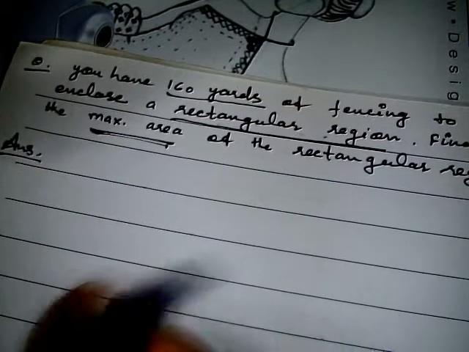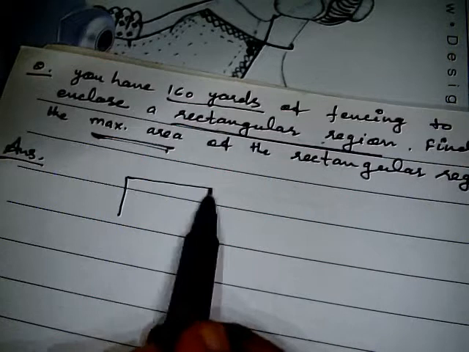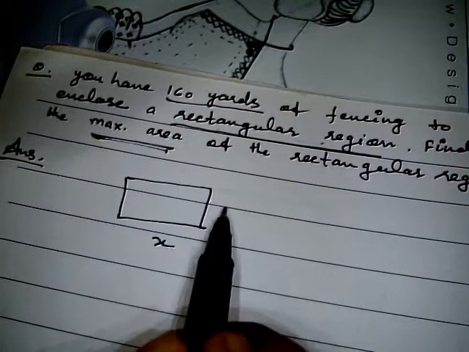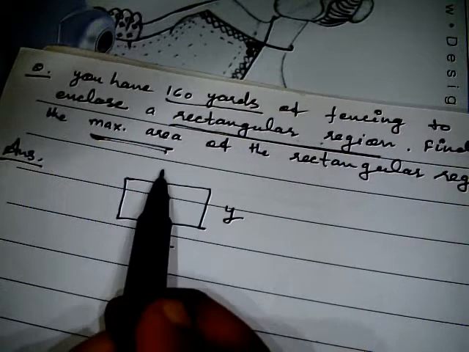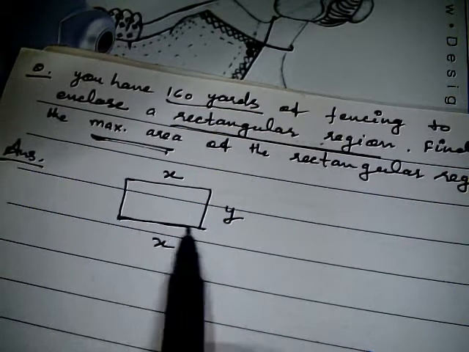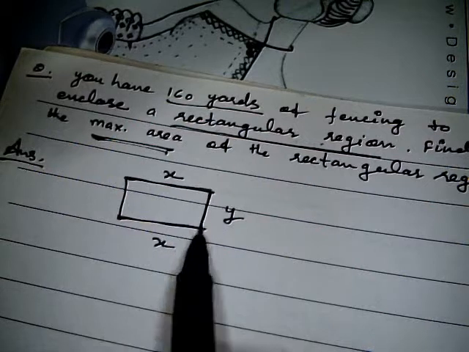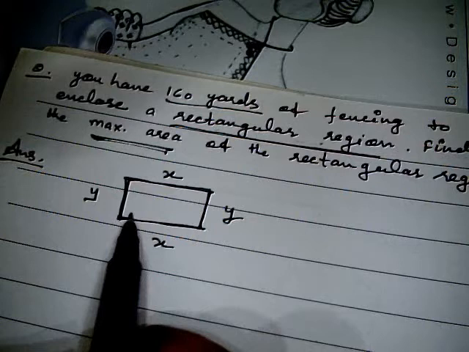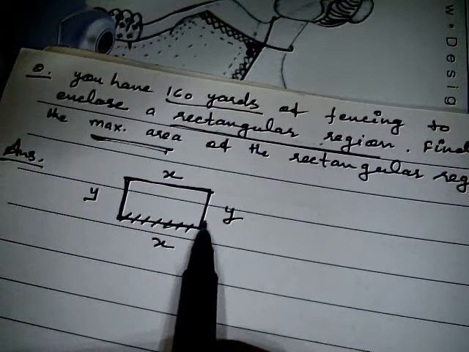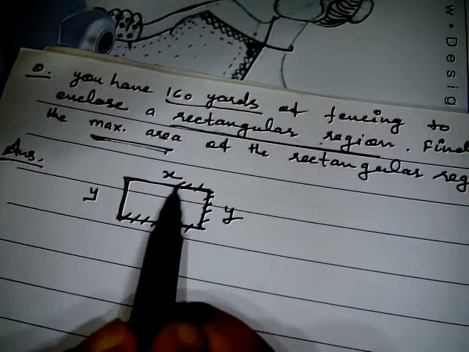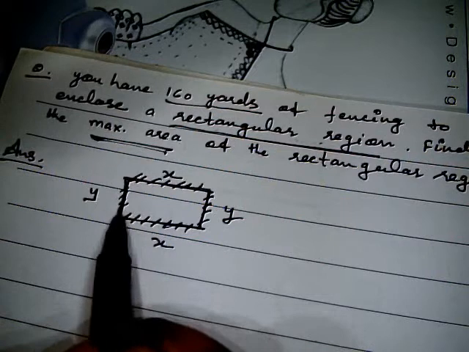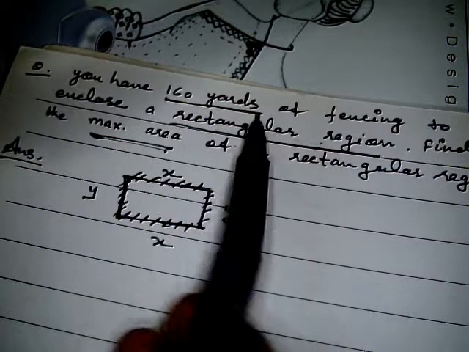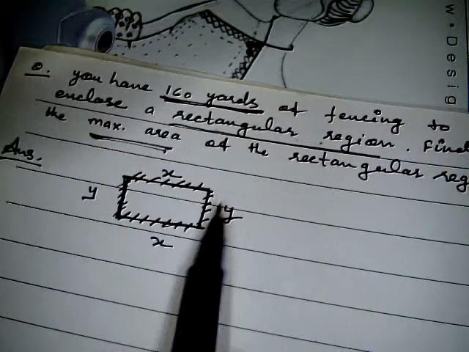We see this is a rectangular region, for example, and this is your length and this is your width. Opposite sides are equal, so this is also going to be the length part, this is also the width, so this is going to be y. You are going to fence the boundary. Definitely you will be fencing the boundary. So when you fence the boundary of a rectangular region, how much do you require to cover this fencing? 160 yards.